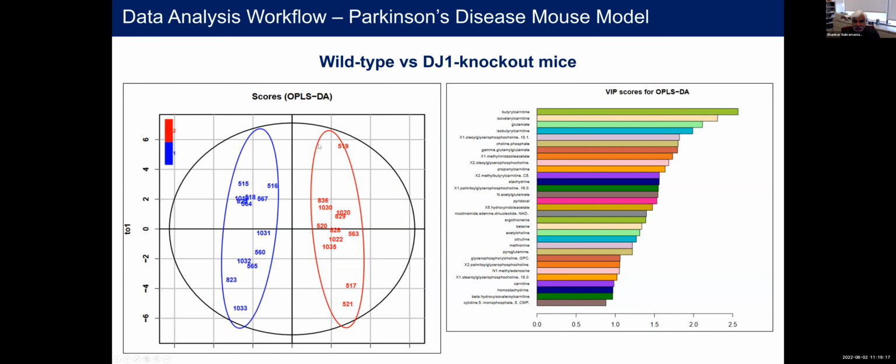I can then go on to look at a PLS-DA plot. You can clearly see the distinction between these two classes. I can look at all the important metabolites that are differentially scored in my OPLS-DA plot. All of this is just on the fly.